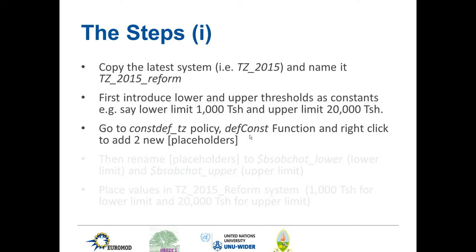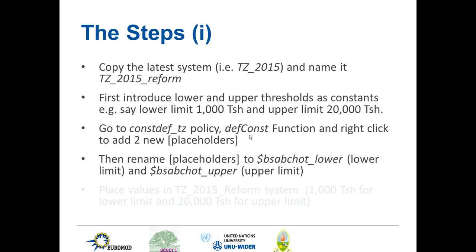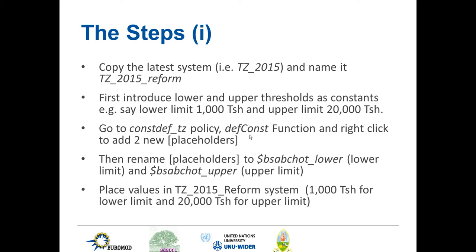and right-click to add two new placeholders. Then rename the placeholders to $BSA_BCHOT_lower, and another one $BSA_BCHOT_upper. I'll take a note of that because that's what I will do and that's what you should do. And then place the upper and lower limits into those constants. So it's 1,000 for the lower per month and it's 20,000 for the upper.